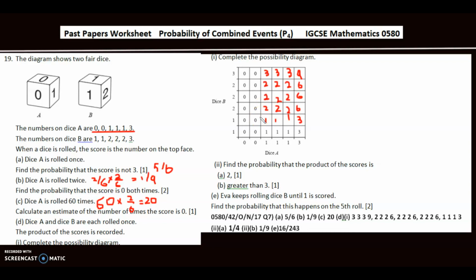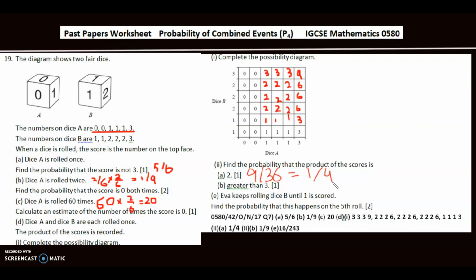Part 2. Find the probability that the product of the scores is 2. So how many times do we see a 2? 1, 2, 3, 4, 5, 6, 7 times. And how many numbers do we have in total? 1, 2, 3, 4, 5, 6. 6 times 6 is 36. Actually no, 2 is 9 times. 2 is at all these places, so 2 is 9 times. So the probability will be 9 upon 36, which gives 1 upon 4.